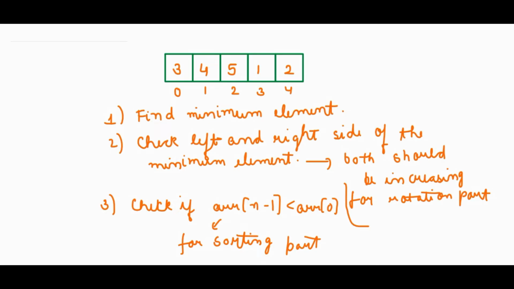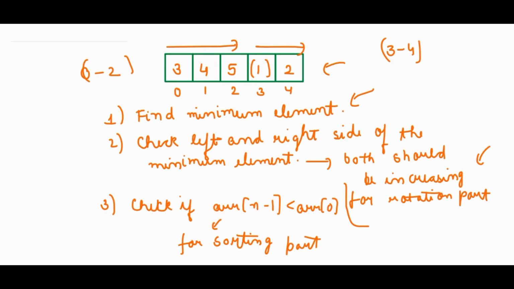So this is the process that we have to follow. First we have to find the minimum element. Okay, so that will be 1 in this array. Then we will check the right and the left side of the minimum element, that means this and this. Both should be increasing. So the left side will be from 0 to 2 and the right side will be from 3 to 4, including the minimum element. Okay, so these both should be increasing for the array to be rotated.